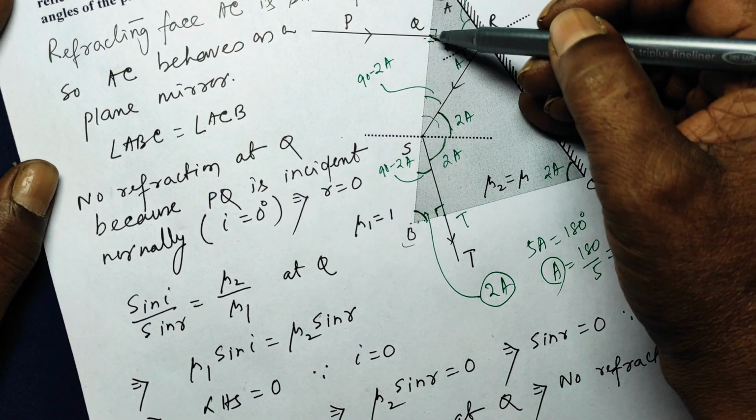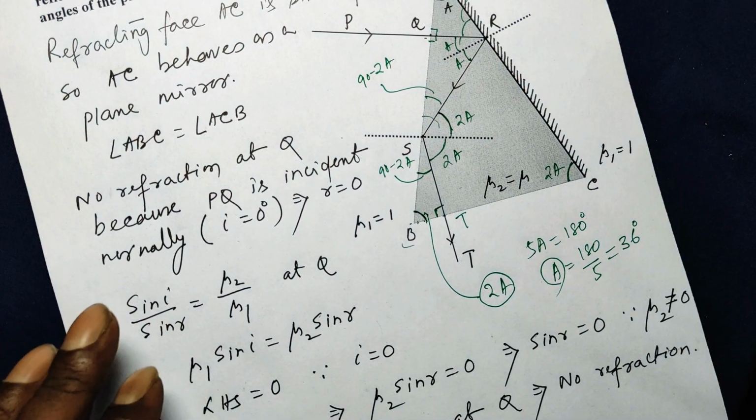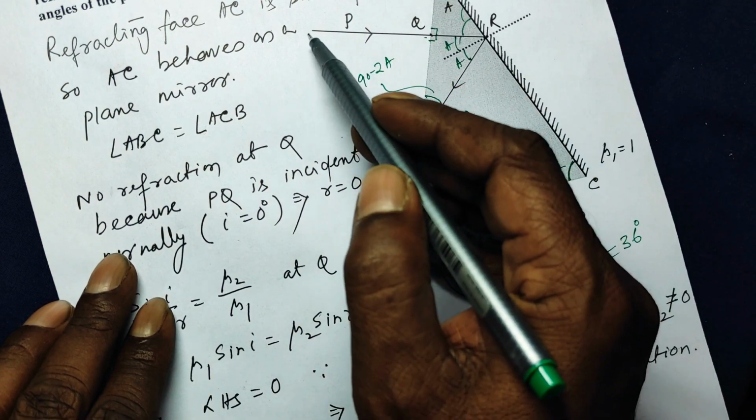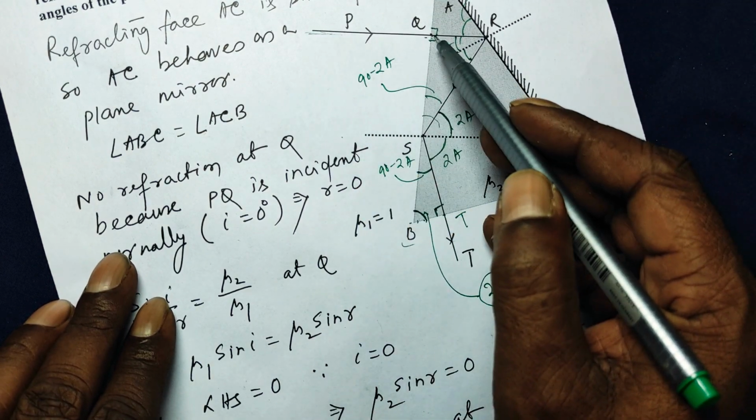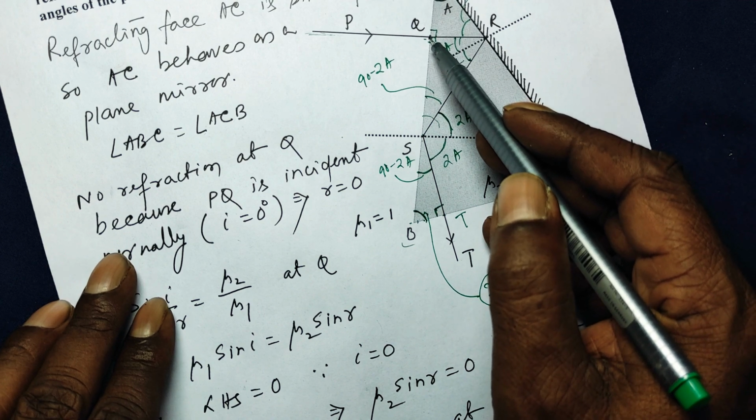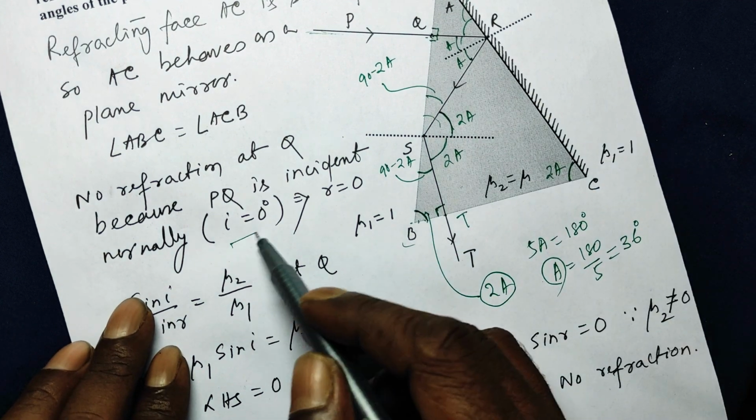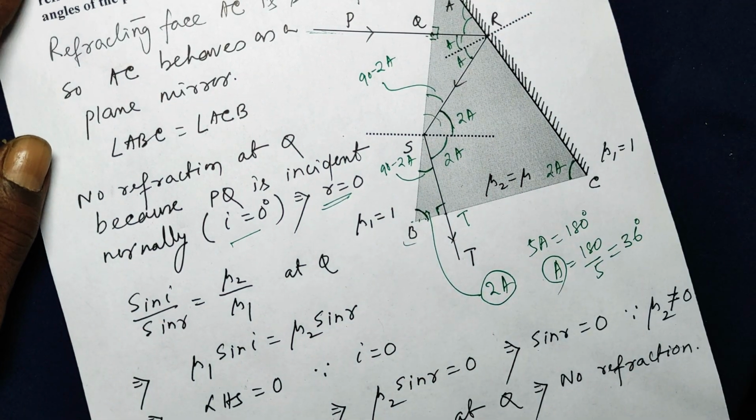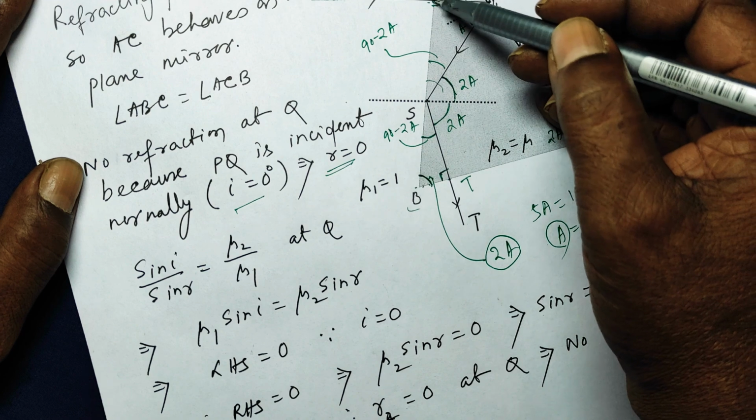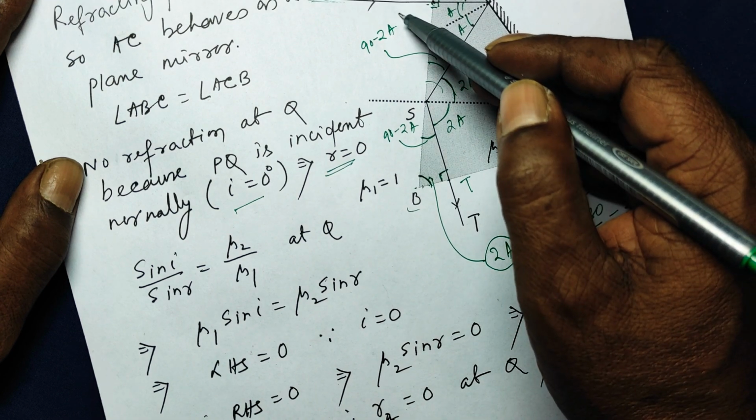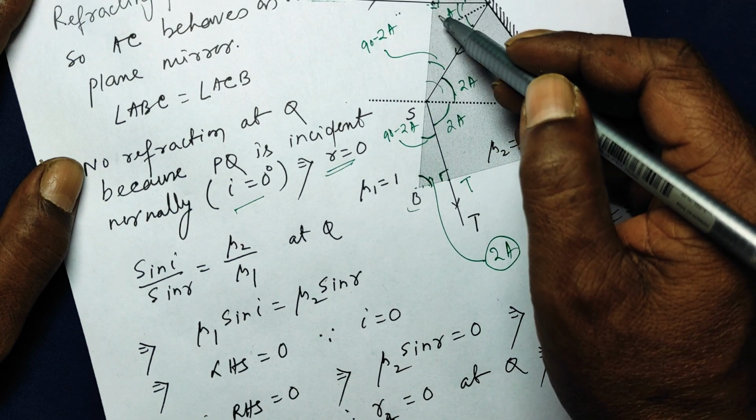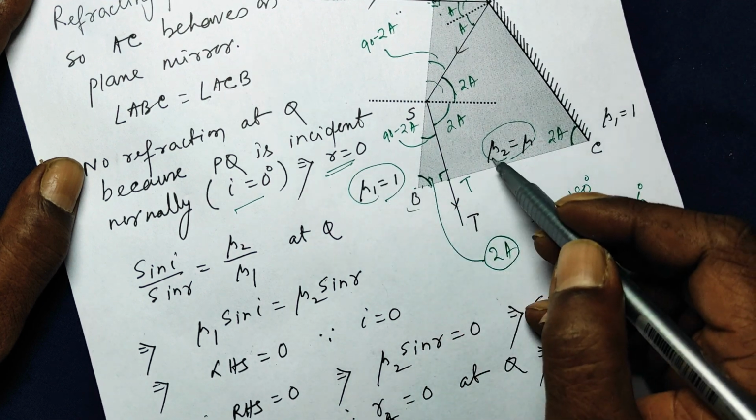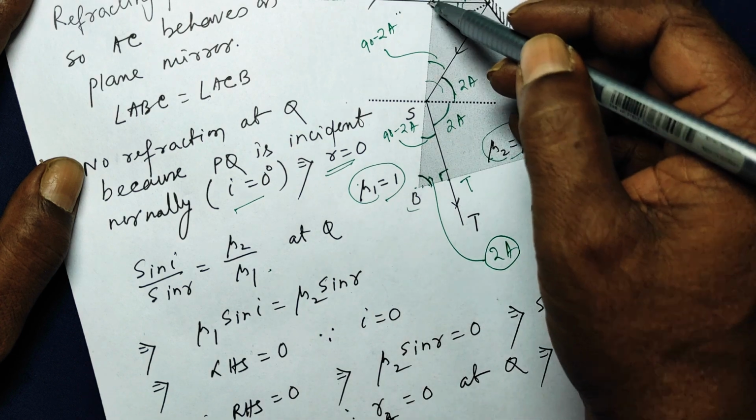And why will there be no refraction here? That is to be explained. Why is there no refraction here? Because this is the ray, and this is also the normal. So the angle of incidence here, I, is 0. Therefore R has to be 0. Why does R have to be 0 here? Let me explain mathematically. Here, sine of the angle on this side by sine of the angle on this side will be mu of this by mu of this, that is mu 2 over mu 1 at Q.